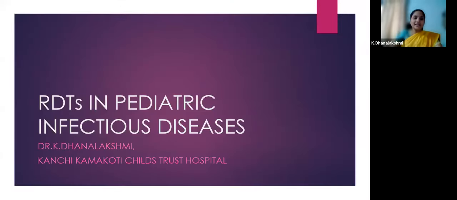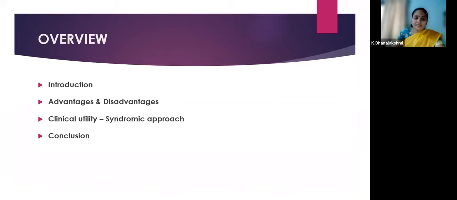So, today my topic is rapid diagnostic test in pediatric infectious diseases. So, overview. First, we will see a few slides about the introduction and what is the common principle applied in the rapid test, and what are the advantages and what are the disadvantages, and a few clinical case scenarios, how we can proceed in a syndromic approach, and some conclusion.